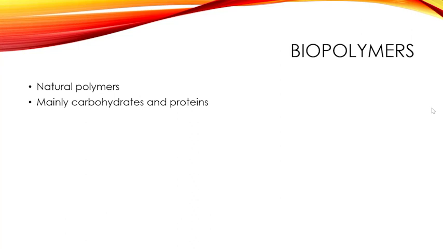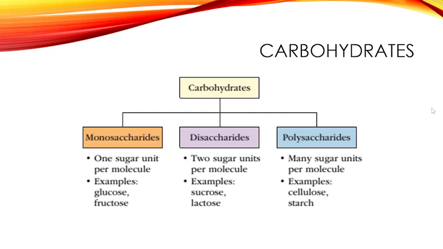So biopolymers are naturally occurring polymers in contrast to what we have previously discussed, which are artificial polymers. These biopolymers are what makes up all of living creatures. And these are mainly composed of carbohydrates and proteins. Let's start with carbohydrates. You might have already heard of the term monosaccharides, disaccharides, and polysaccharides, no?